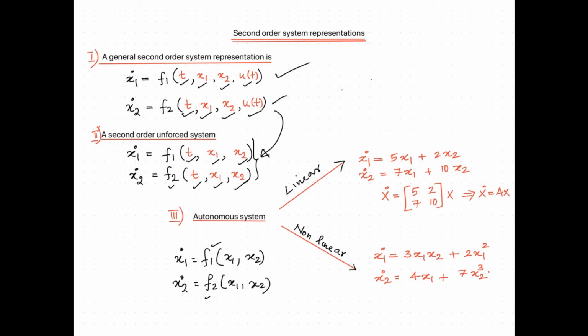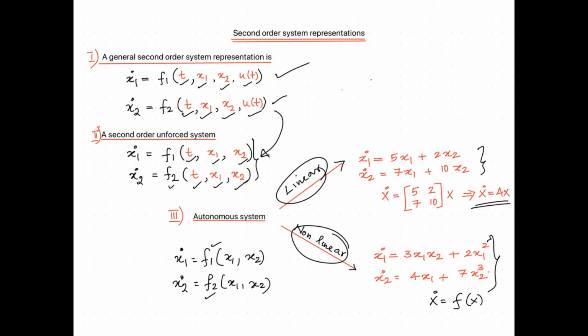If the functions f1 and f2 are linear, we call it a linear autonomous system, and if the functions f1 and f2 are non-linear, we call it a non-linear autonomous system. Given are some examples of linear and non-linear autonomous systems. Linear autonomous systems will be of the form x dot is equal to Ax, whereas a non-linear autonomous system would be of the form x dot is equal to f of x. We can't write a constant A matrix in this case.